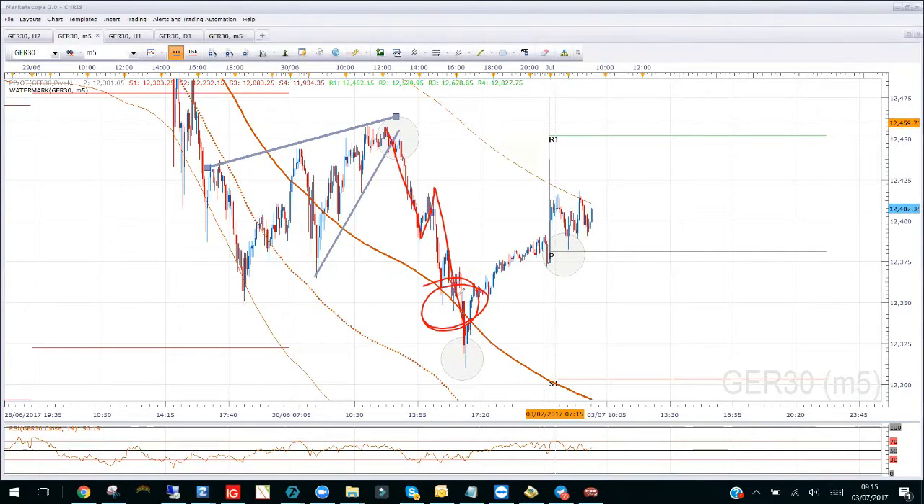But it got stopped out. Unfortunately, it's just one of those things. I walked away. It did eventually turn around, but I wasn't really prepared to hold a trade over the weekend. So, one of those things.